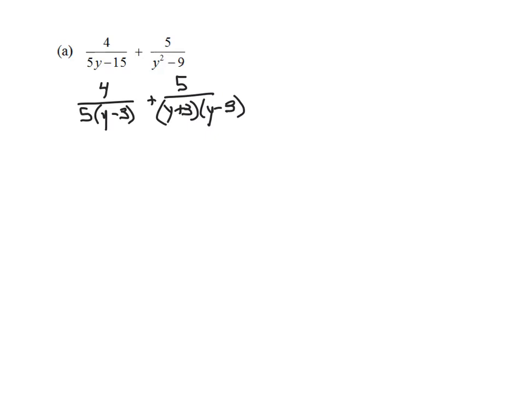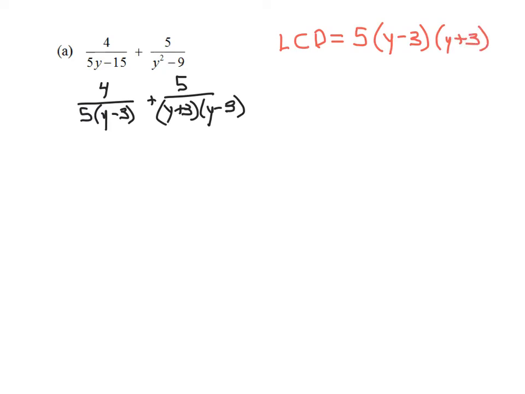Now when I look at my denominators, all of the factors of each denominator have to be in my least common denominator. So I'm going to come over here and list down all the factors that I need. I need a 5 because the first fraction has a 5 in its denominator. I need a y minus 3 because the first fraction and the second fraction both have a y minus 3. Notice that I don't have to use it twice because each one only has one factor of y minus 3. And then I need one factor of y plus 3.